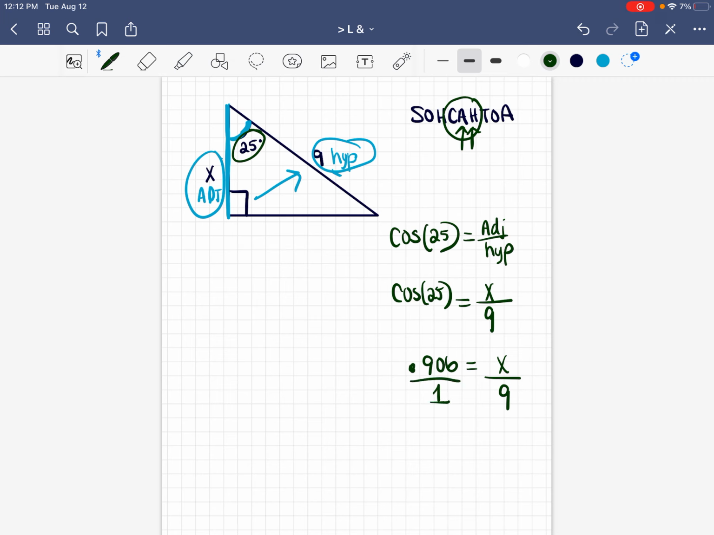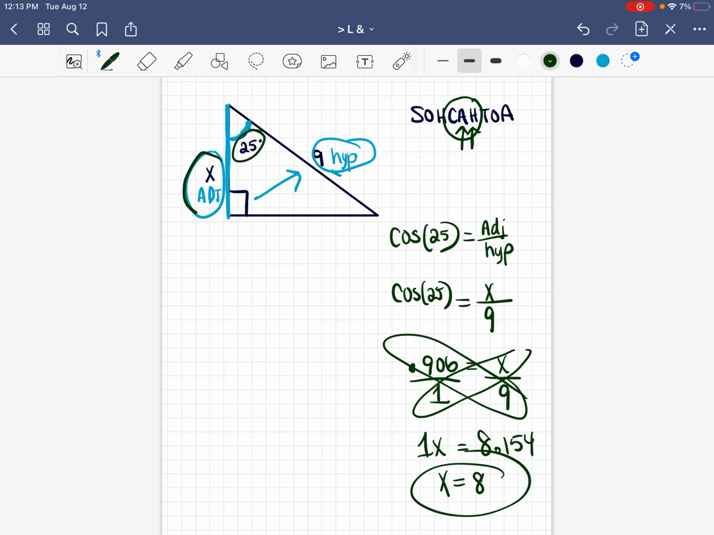Now we're just going to go ahead and make this over 1 so that it's into a fraction, and we're going to cross multiply. 1 times x is 1x, and then 0.906 times 9 is equal to 8.154. So x is equal to about 8. So this adjacent side is about 8 units tall.